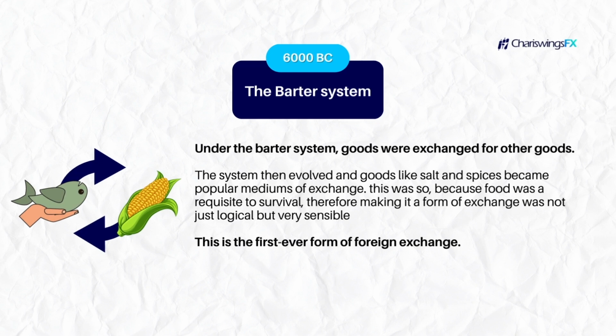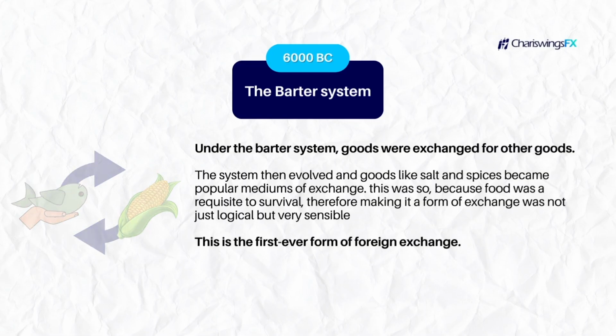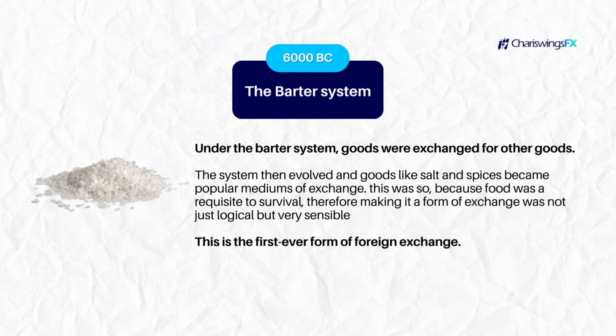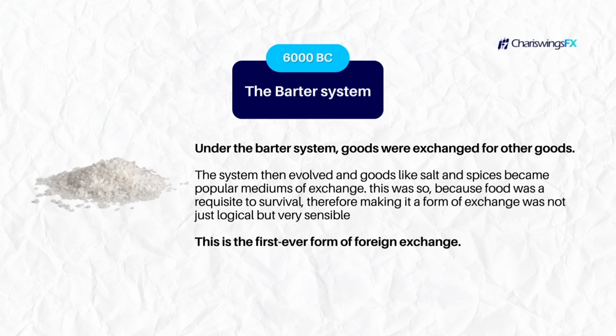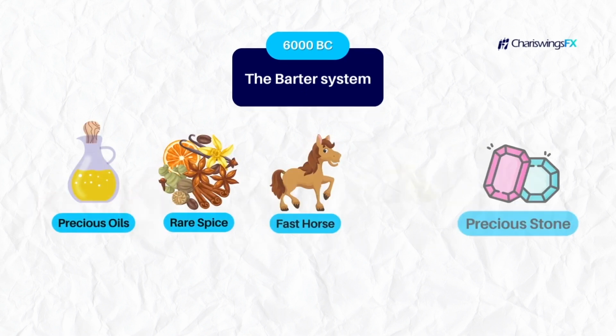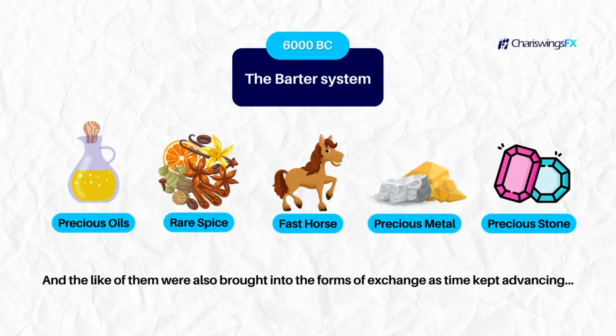Then there was a transit into creating other forms of value for exchange. So in this developed system, I would be able to exchange a substance of value to you in order to receive spices in exchange. Value was determined by service and then by treasures. Treasures like precious oils, rare spice, fast horses, precious metals, precious stones, and then golds, silvers, and the like of them were also brought into the forms of exchange as time kept advancing. And as we know, value changes over time.